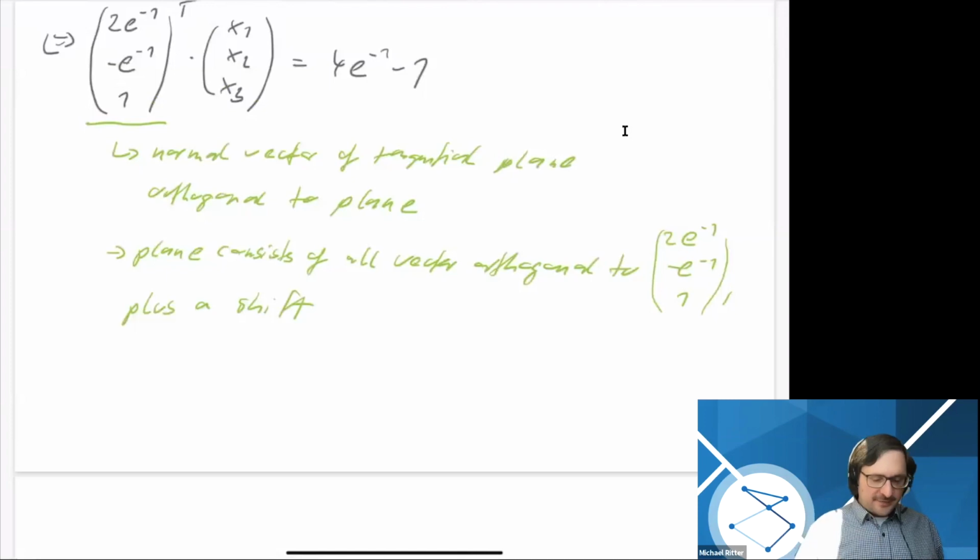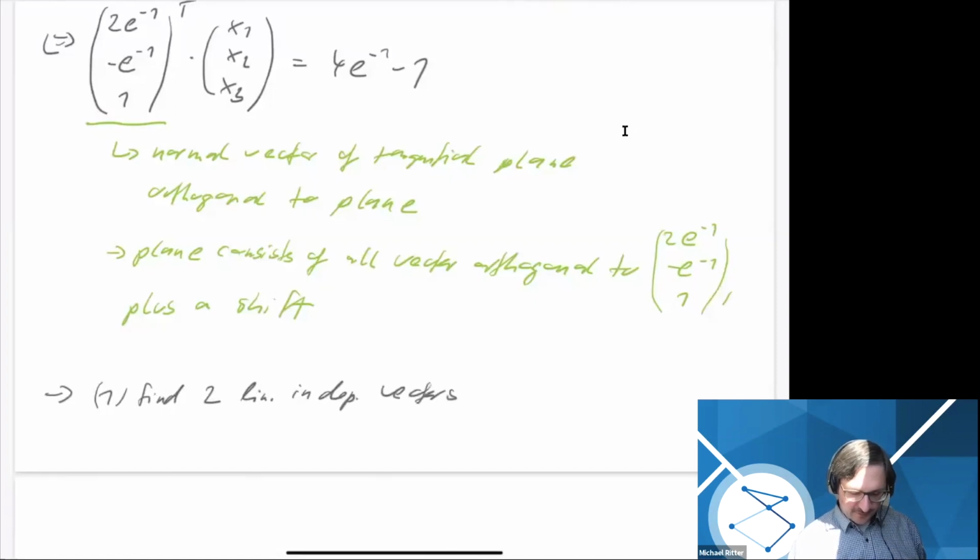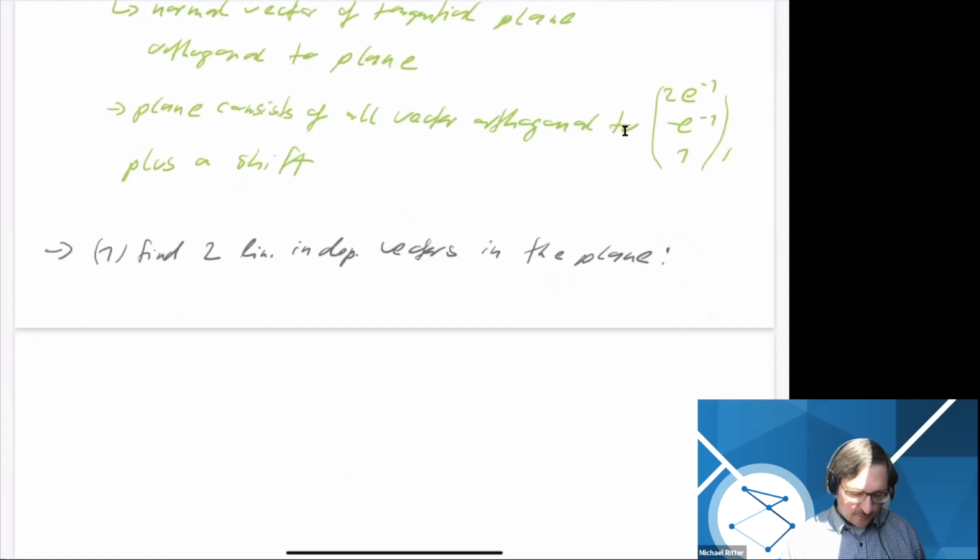Okay, so if you just accept this for a minute, the plane consists of all vectors orthogonal to this, plus a shift. That means if we want the parameter form, we just need to find two linearly independent vectors that are in the plane, and then compute the right shift, so a point that is also contained in the plane. So the first thing we do is find two linearly independent vectors in the plane. And to do that, we need to find two vectors that are orthogonal to the normal vector.